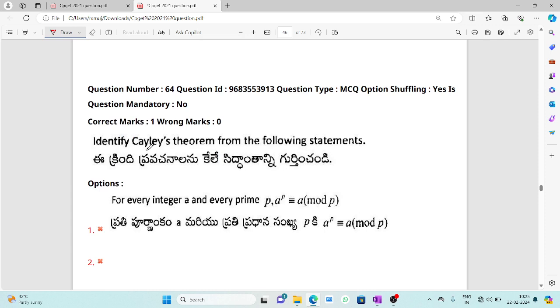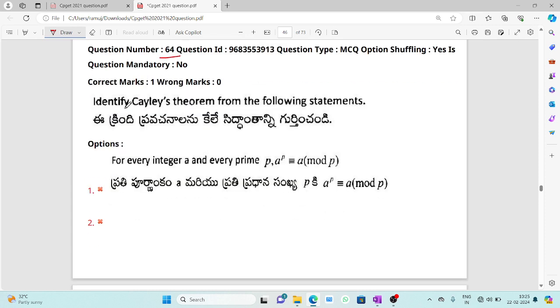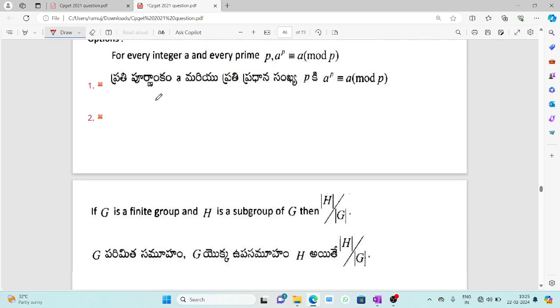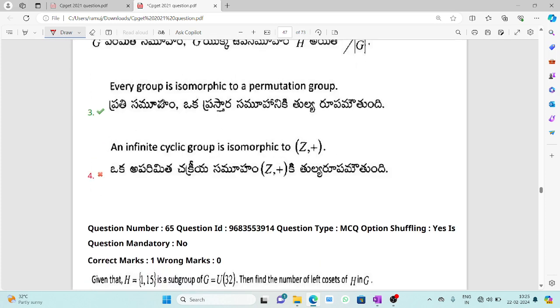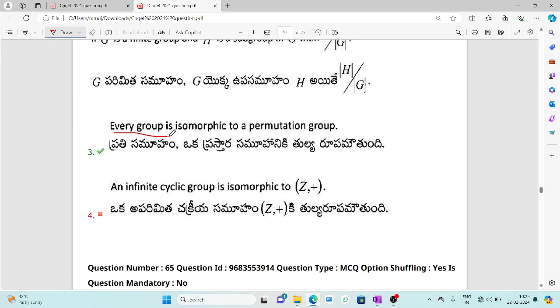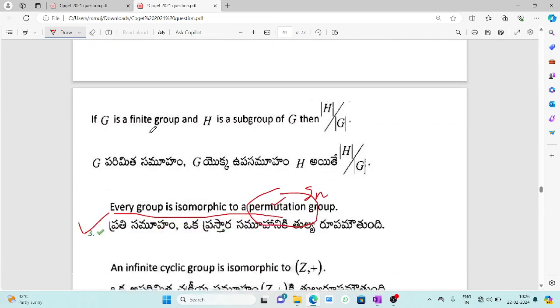Question 64: identify Cayley's theorem from the following statements. We know that this is a direct statement. Cayley's theorem says that every group is isomorphic to some subgroup of a symmetric group. So he is saying that every group is isomorphic to some permutation group. Permutation group means symmetric group. The examiner is always trying to confuse you; the permutation group is Sn, the symmetric group. So this is the correct option for the Cayley's theorem question.